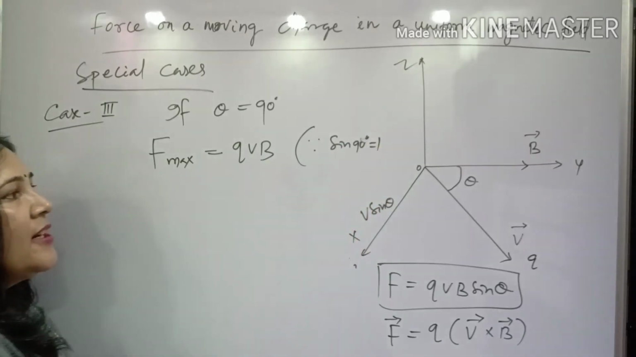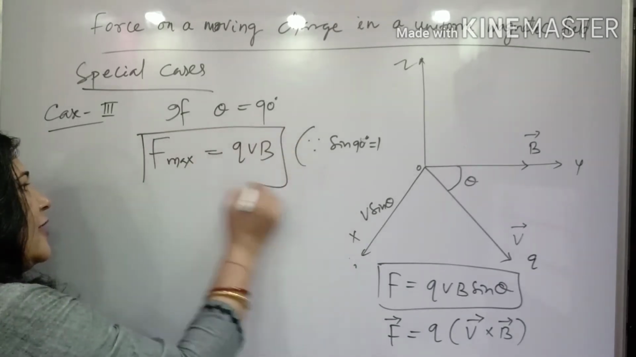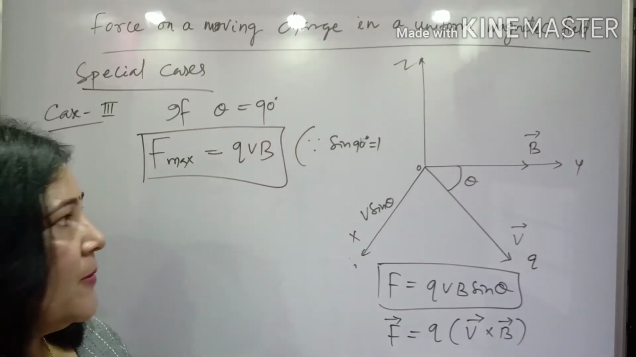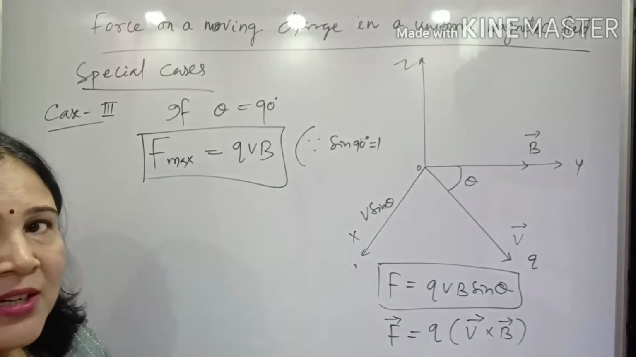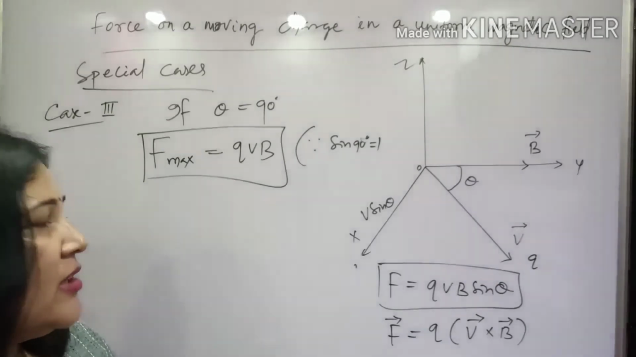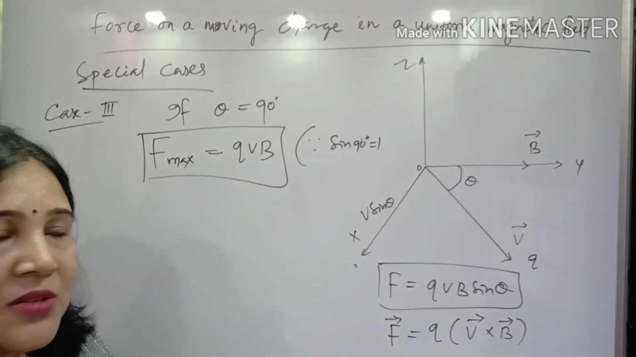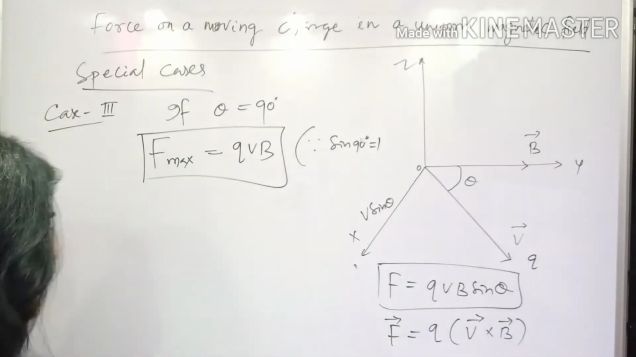So since the sine 90 value equals 1, F will be the maximum value, and that is nothing but QVB. Okay. So this is how we have seen the different cases under which we can say in which case the charge is going to experience a force and in which case it's not going to experience any force.